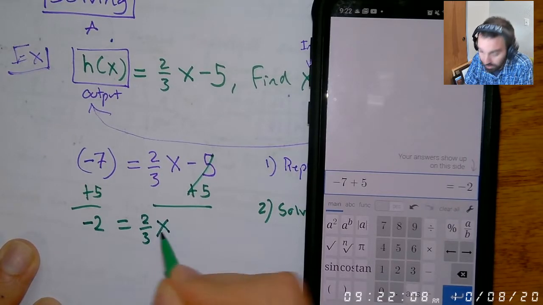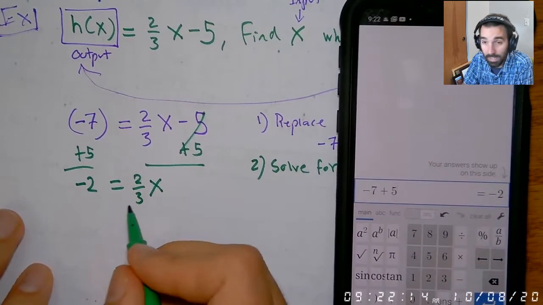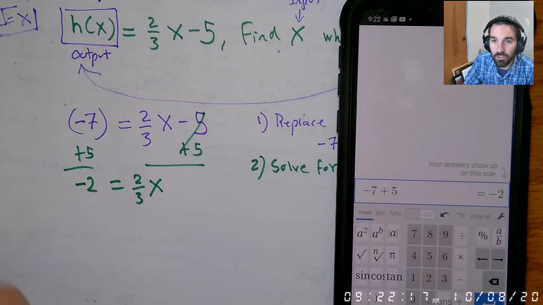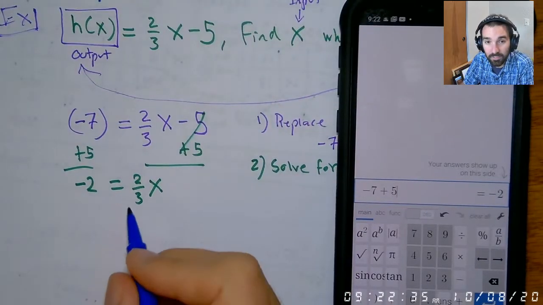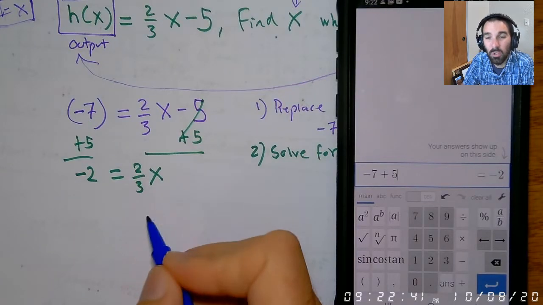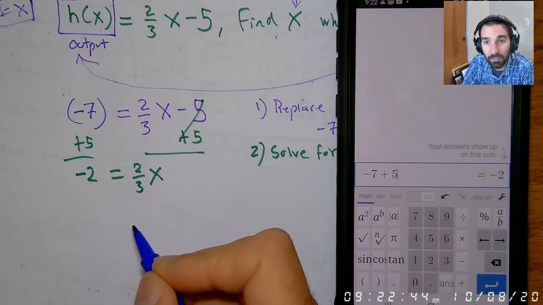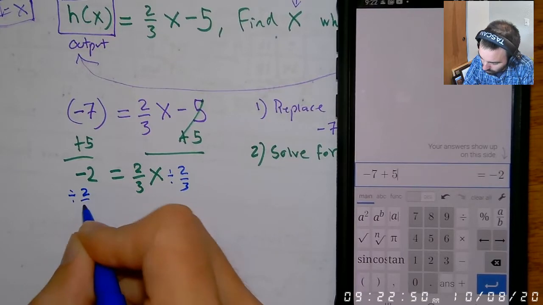We're not going to make arithmetic errors because we get calculators, and the calculators will do it all for us. Now, how do you do fractions? There are 3 different ways, and I want you to pick the way that works best for you. The first way: this is 2/3 times x. What's the opposite of multiply? It's divide. So I'm going to divide both sides by 2/3.